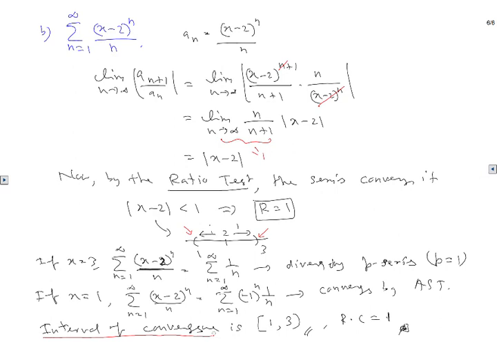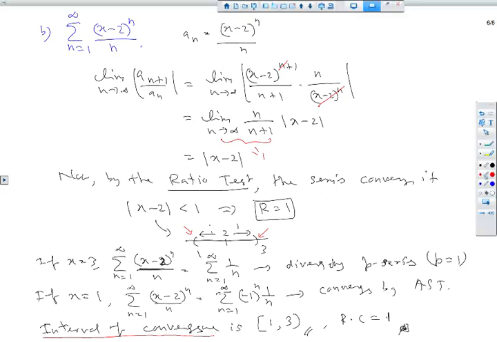Okay, so let's try to do maybe 2 more problems. So let's do another one. We did the first one, which converges only at 0. The second one converges in an interval. So let's see one more and see what's going to happen. So this is the third one: the sum from n equals 0 to infinity of (x minus 1) to the n divided by n factorial.